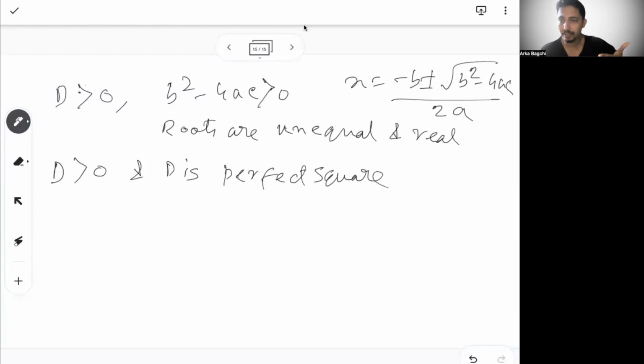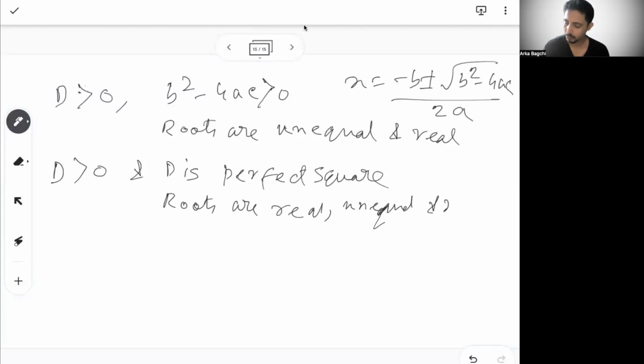But if we have 27 as d, that means b square minus 4ac is 27, so root 27 will not completely do away with the root sign. If you recall rational and irrational numbers, if b square minus 4ac is not a perfect square, you will have a root in the number. So if d is a perfect square, roots are real, unequal, and most importantly, rational, because the root sign will go if it is a perfect square.